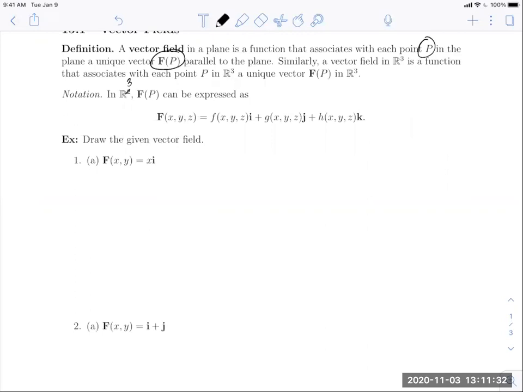First of all, 1A, we have f of x, y is x i hat. Notice that this is independent of the y coordinate. The output only depends on the x coordinate. So let's sketch a quick graph here to show this vector field. I am going to sketch an xy coordinate axis.